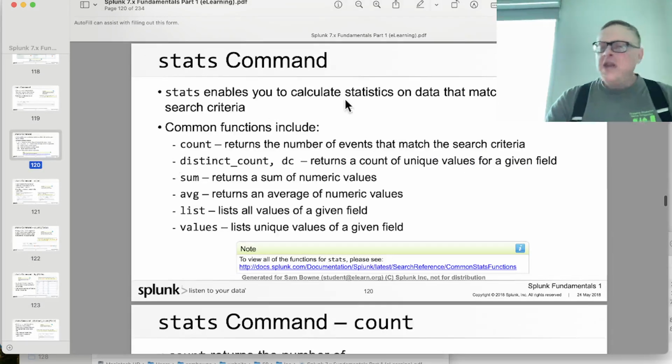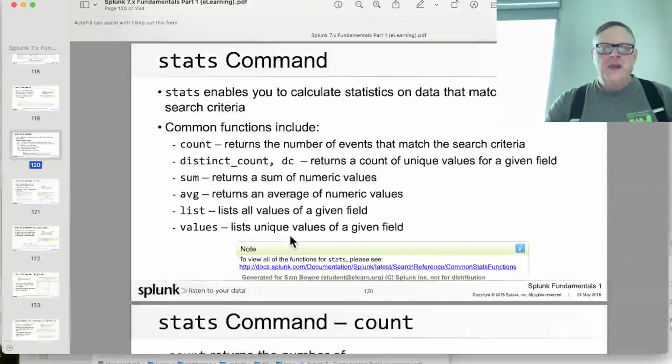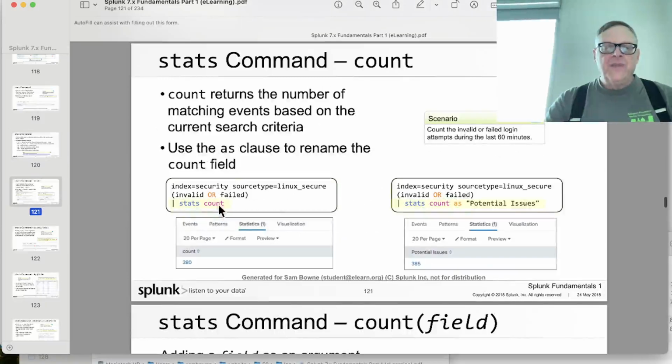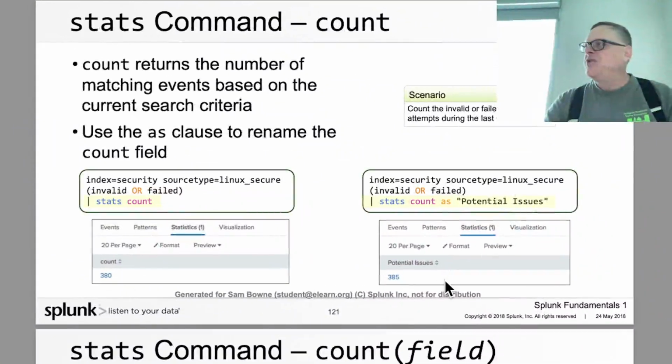Yeah. And then you got stats, which is all the stats you might want. Count, a distinct count counting unique values, sum of values, average, list them all, and just list the unique values, various ways to summarize fields. And those are all quite useful. So here we're going to count the number of matching events. So we have some criteria and then the count. So we get one number, 380. And here we're going to count and rename it potential issues, 380.